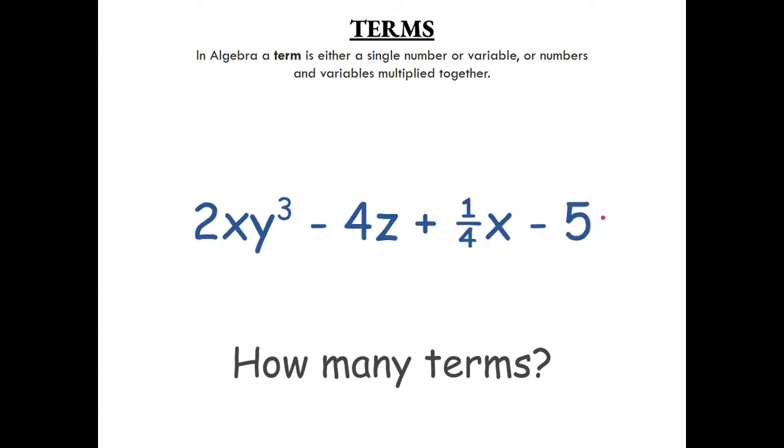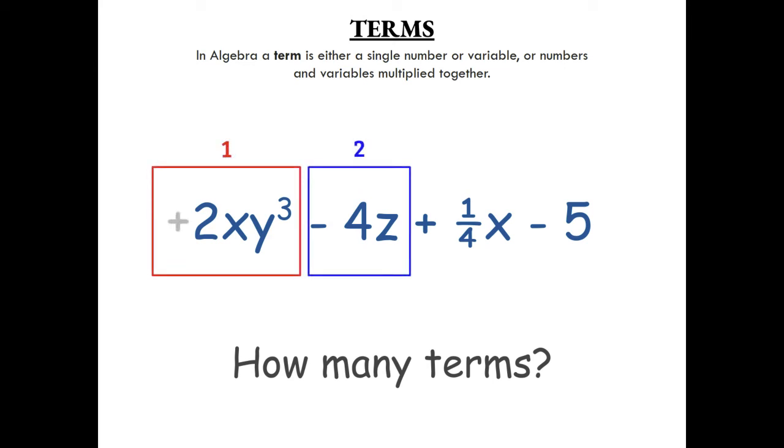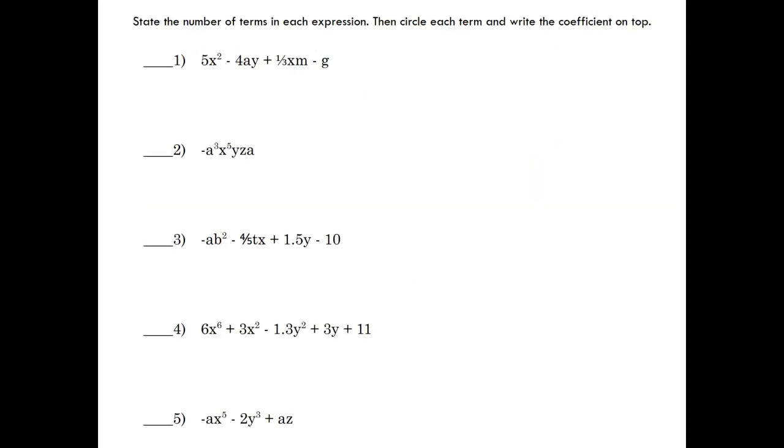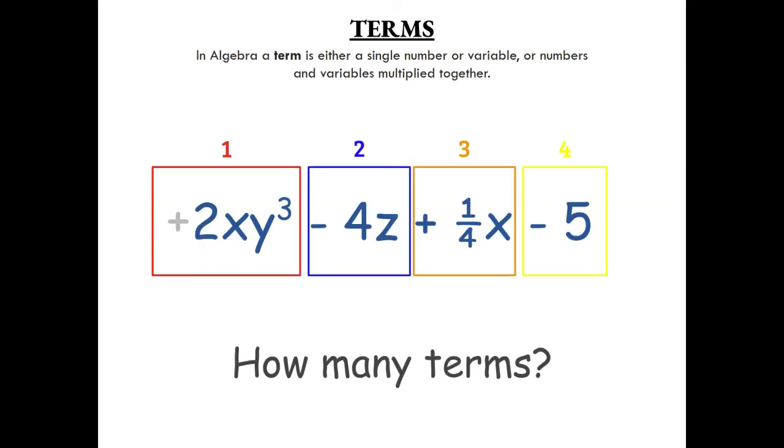Here we have four terms. We have the 2x cubed, 2xy cubed, that's one term. Negative 4z, that's the second term. Again, it's numbers and variables multiplied together. So this is considered one term. This is considered a second term, negative 4z. This is considered a third term, a positive 1/4 x. And this is considered a fourth term, negative 5. Those are considered the four terms.